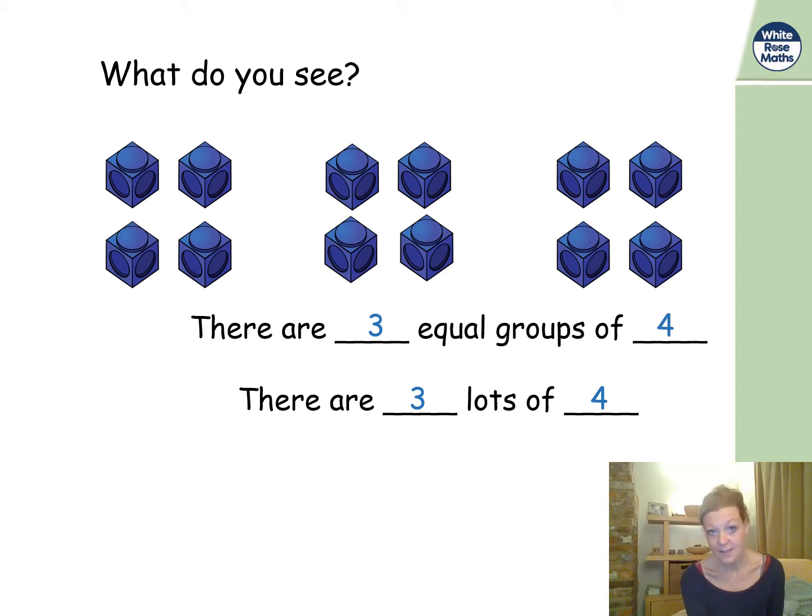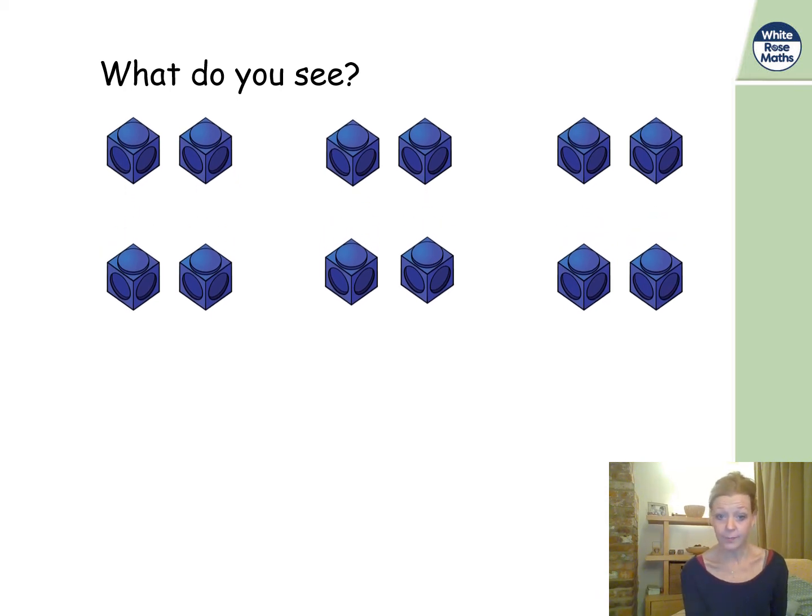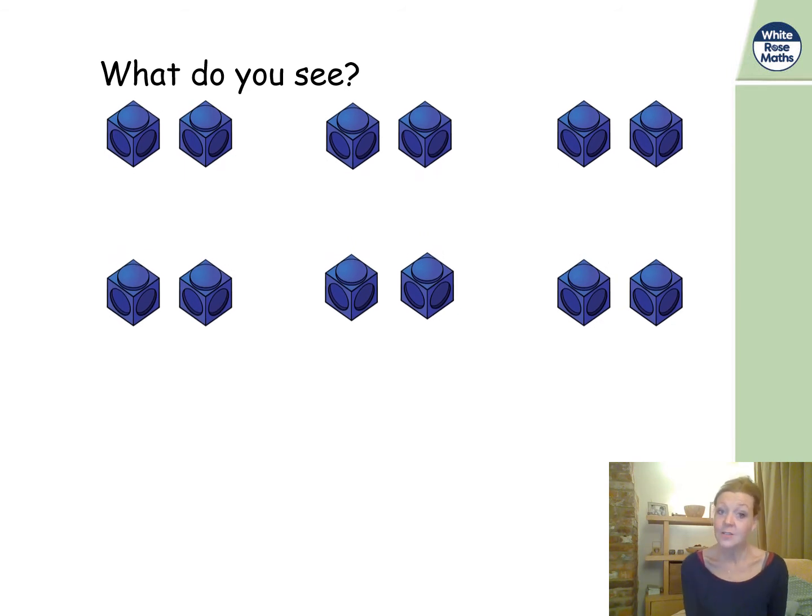If we were to write this as a number sentence, we would use the multiplication sign. 3 multiplied by 4, which would be 3 times 4. Now, 3 times 4 is, as you can see, 12. Now, we're going to keep the 12 multilink, but we're going to change the representation. So the answer is still 12, but the multiplication sentence is going to be different.